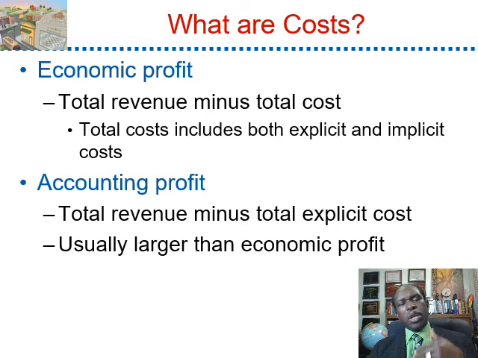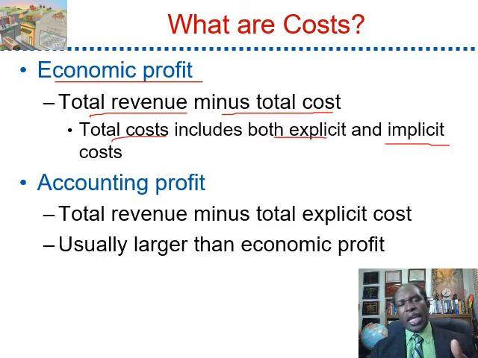What is the difference between economic profit and accounting profit? Economic profit is equal to total revenue minus the total cost, where total costs include both explicit and implicit costs. On the other hand, accounting profit is equal to total revenue minus total explicit cost. Accounting profit does not include implicit cost. Therefore, accounting profit would usually be greater than economic profit.